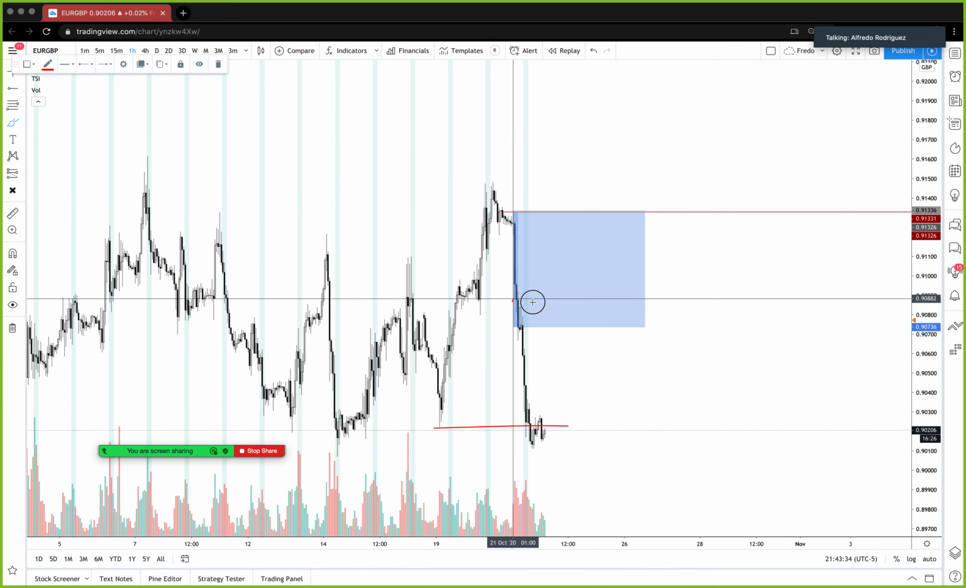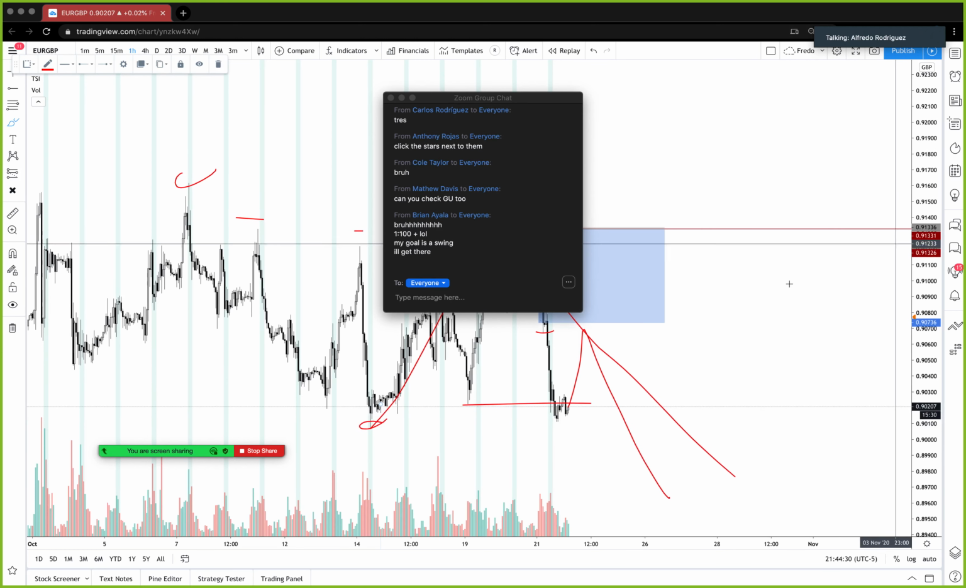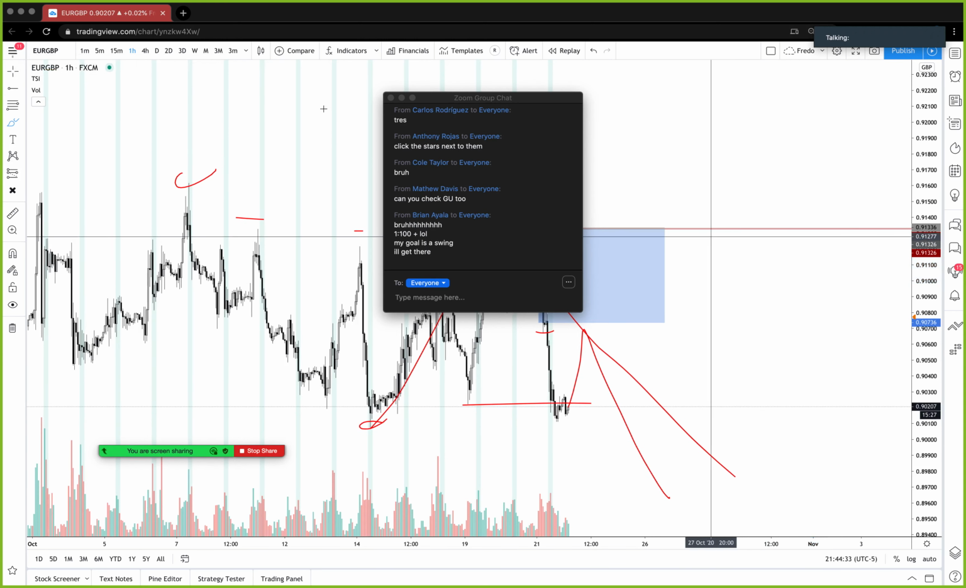Can you check GU too? I have not traded GU, to be honest. 1 to 100, bro. You know 1 to 100 is so common. I just don't teach you guys to look for that stuff. I teach you guys to look for what creates 1 to 100s, but I don't teach you to go for 1 to 100s. Honestly, most of my swings are way over 1 to 100 if you really pay attention. Most of my stops are 2 to 3 pips. My goal is a swing. Well, you got to make intradays before you get to a swing, bro. Process.